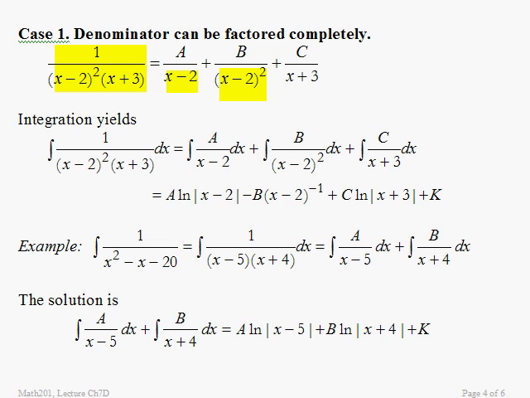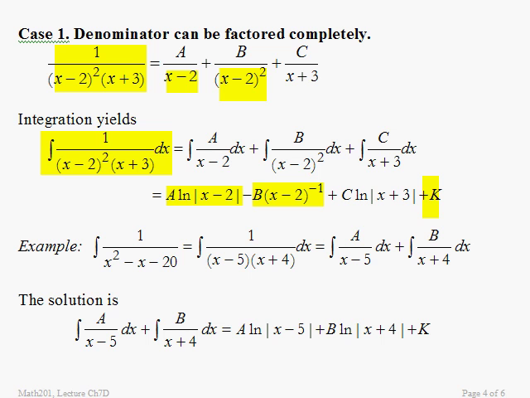Now when you integrate this rational function, you break it up into the partial fraction decomposition, and using the linearity of the integral operator, you can integrate each one of these separately. A over x minus 2 becomes A times the natural log of the absolute value of x minus 2. B over x minus 2 squared by the power rule is minus B times x minus 2 to the negative 1. And then for the third term, it's C over x plus 3. This integral is C times the natural log of x plus 3, and then, of course, you only need one constant of integration. And that was very easy to do.